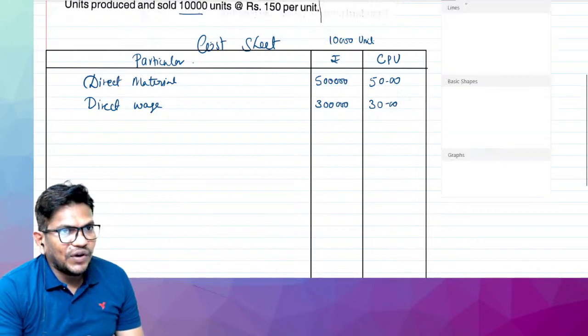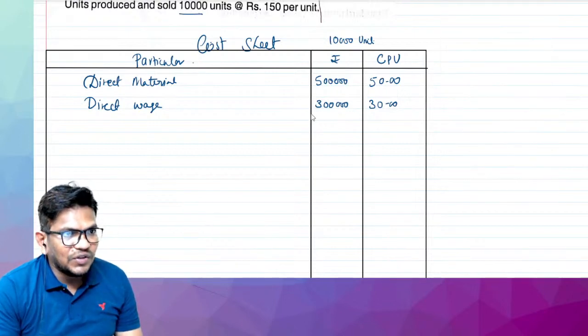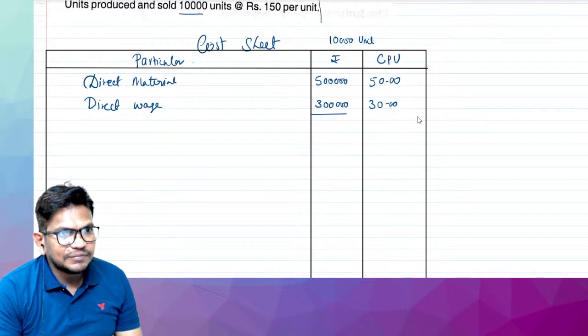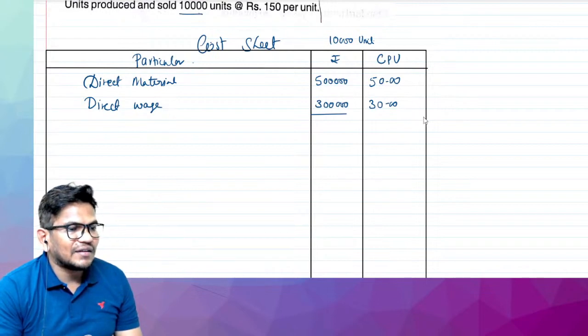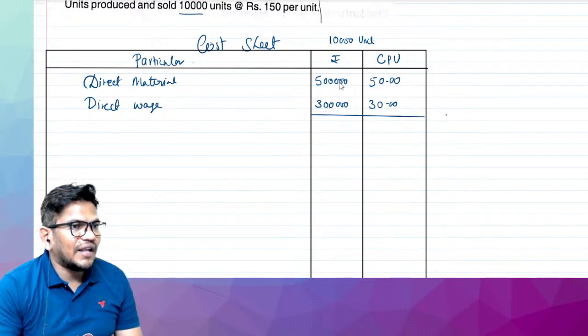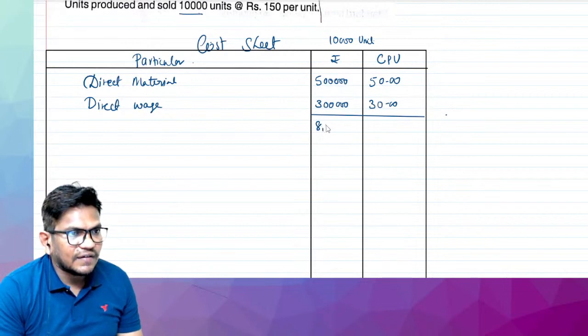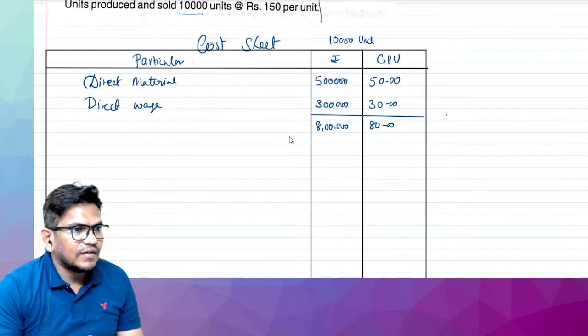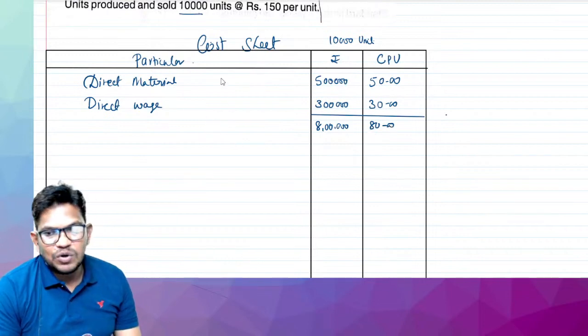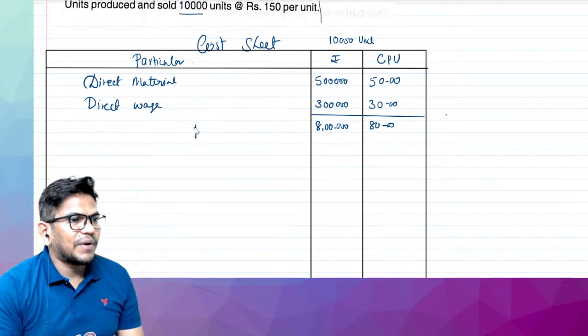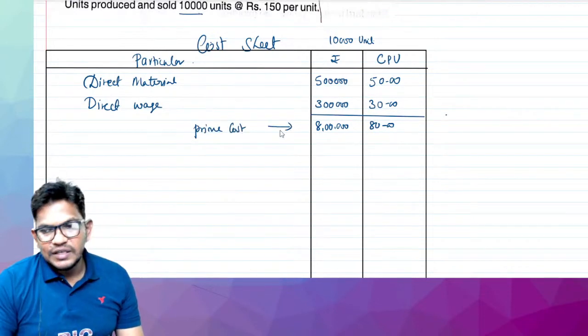So, बच्चों, when we add this, that is 8 lakh, right? 8 lakh. कितना आएगा जी? 8 lakh. And it is 80. बच्चों, ये हो जाएगा आपका प्राइम कॉस्ट. What it is? Prime cost. Understood? Yes or no?